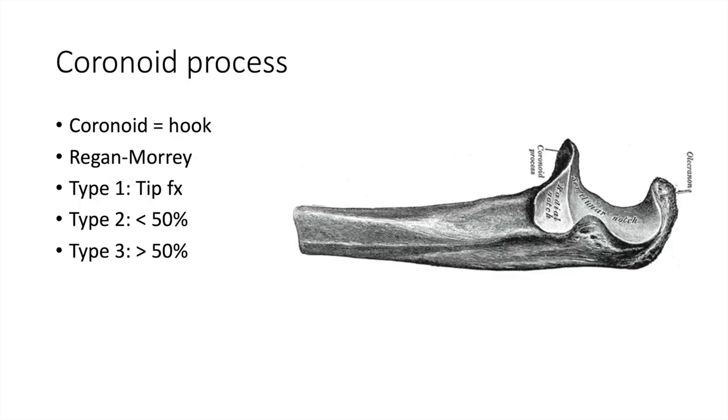Next up, coronoid process. Coronoid means hook, and when you look at it, it looks like a hook, and that's how I remember what the coronoid process is. Now that you know what it is, the way you're gonna classify fractures is based off of the amount of fracture that's involved in the hook. So type 1 would be a tip fracture of the coronoid process. Type 2 is less than 50% involvement of the entire coronoid process. And type 3 is greater than 50%, and that's Regan-Morrey.